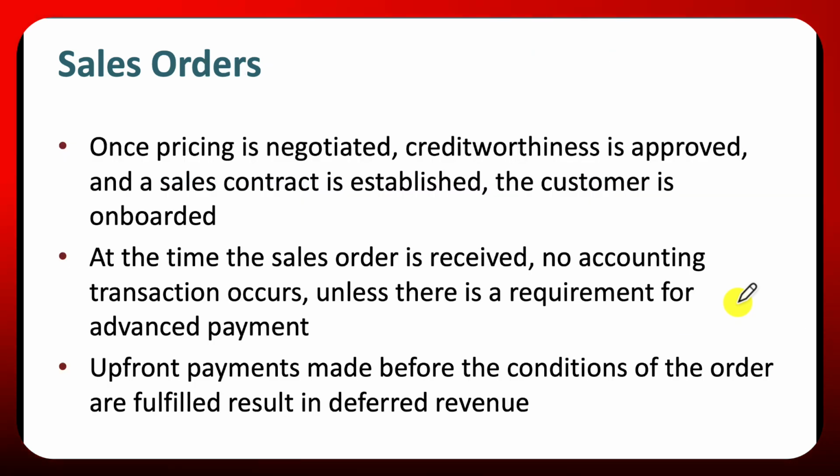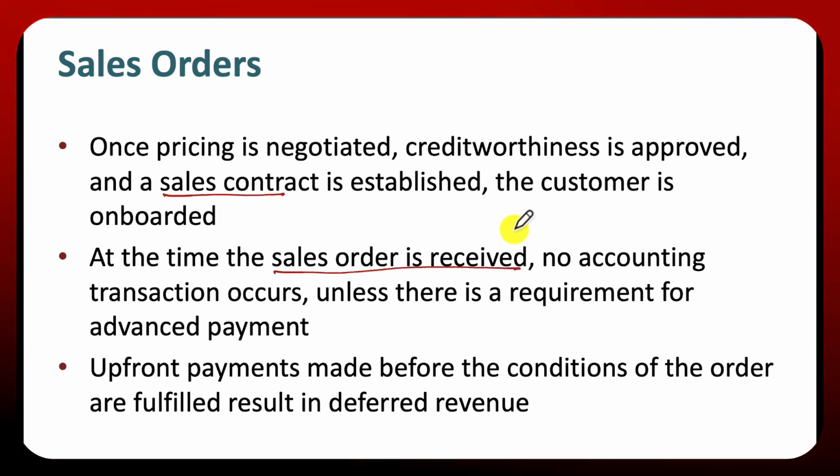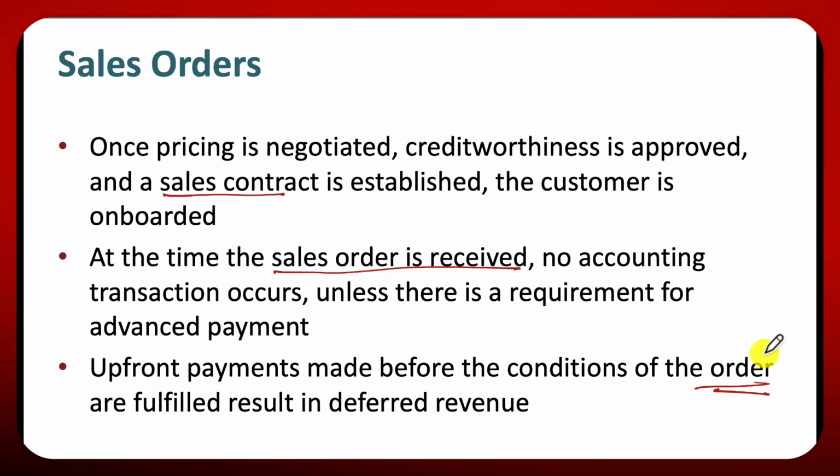Sales orders. So once pricing is negotiated, the creditworthiness is approved, and we have a sales contract, the customer is now onboarded. And at this time, when we receive a sales order, there's no accounting transaction that occurs upon the receipt of a sales order, unless there is a requirement for advanced payment. Then upfront payments are made before the conditions of the order are filled, and that usually gives us the deferred revenue.